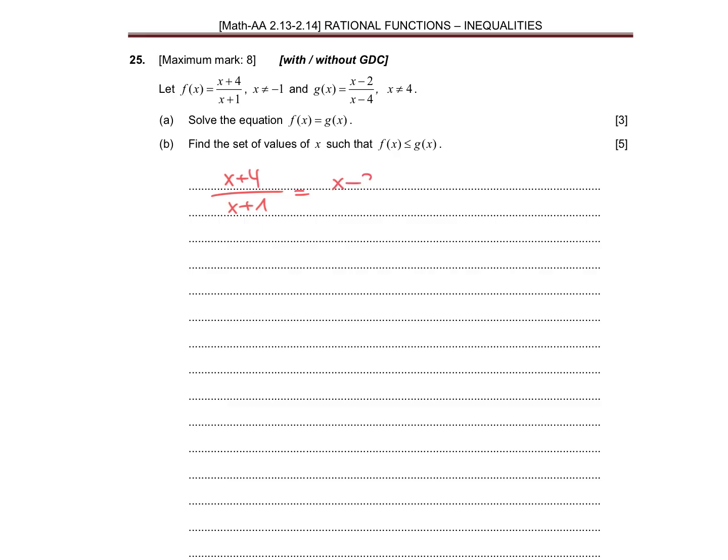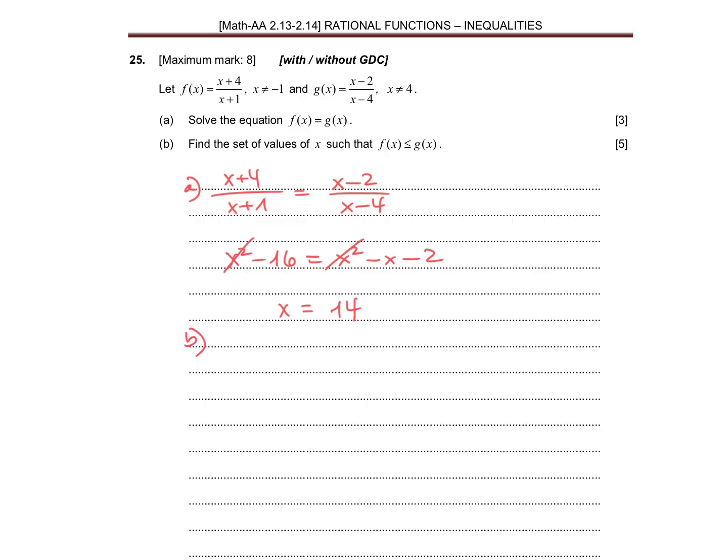Okay, 25, so we have f equals g. So here we can cross multiply. That's going to be x squared minus 16 equals x squared minus x minus 2. So now we'll have x equals 14 for A.